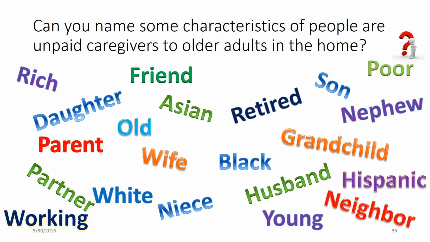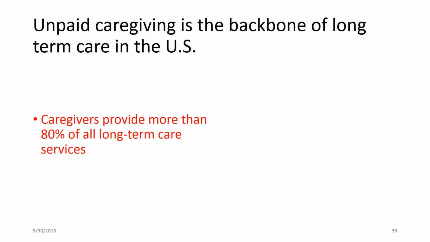As you can see, the characteristics of caregivers are very wide and far. They encompass every sector of society, male and female, rich and poor, and all types of socioeconomic and ethnic groups. Unpaid caregivers are the backbone of long-term care in the United States. They provide up to 80% of long-term care service. The average age of a caregiver is 49. They provide an average of 4 years of care, and over a quarter of people provide more than 40 hours of care per week. This is a full-time job.